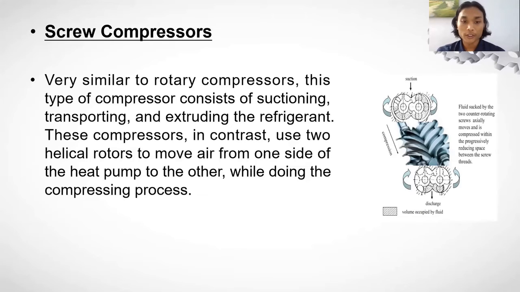Okay, lastly is the screw compressor. The screw compressor is very similar to the rotary compressor. This type of compressor consists of suctioning, transporting, and extruding the refrigerant. This compressor, in contrast, uses helical rotors to move air from one side of the heat pump to the other while doing the compressing process. These features make the screw compressor much more reliable and often much more efficient than others. Yet they are most used in heat pumps with large outputs, meaning that they work better for large operations instead of small ones.